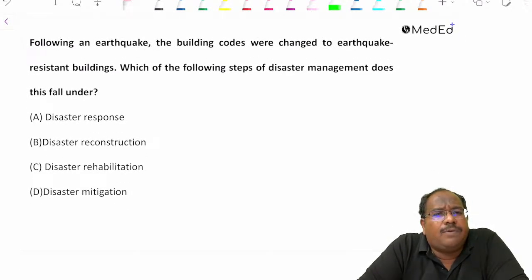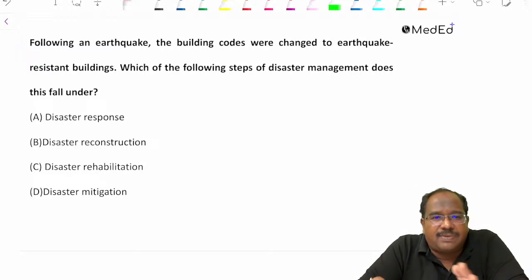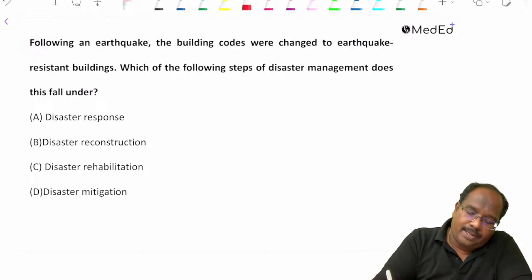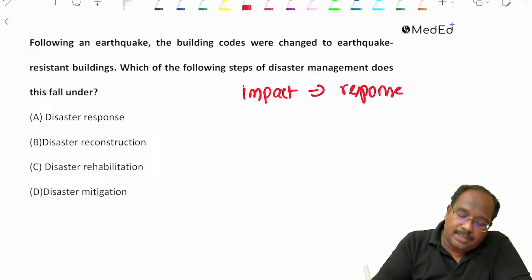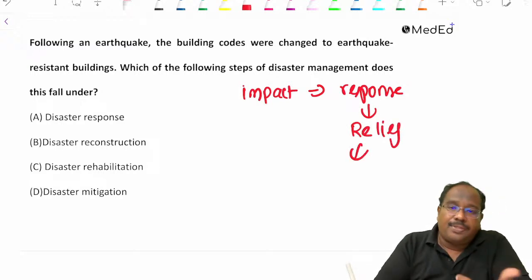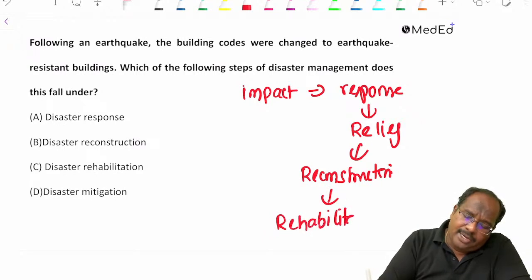Following an earthquake, building codes are changed to make earthquake resistant buildings. Which of the following steps in disaster management does this fall under? We have these various phases. First will be the impact. Then we have the response phase, people will come and respond to the disaster. Then the relief phase. Then we have reconstruction. Then we have rehabilitation. So all are done after disaster.